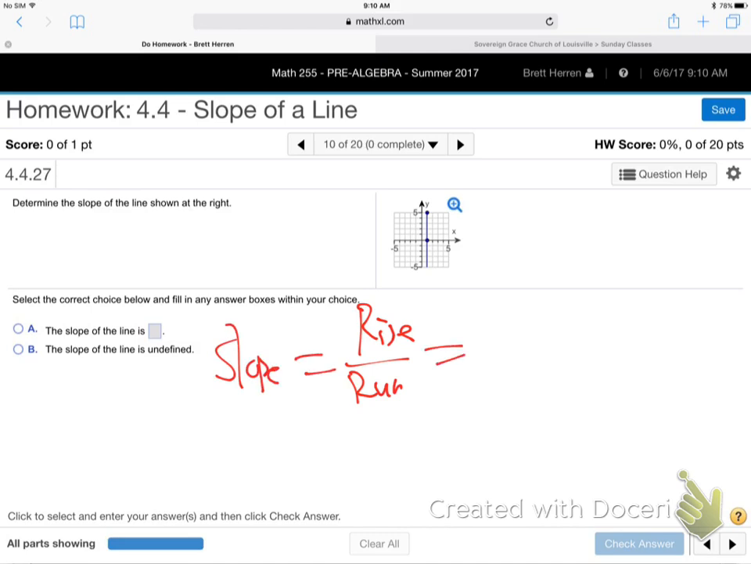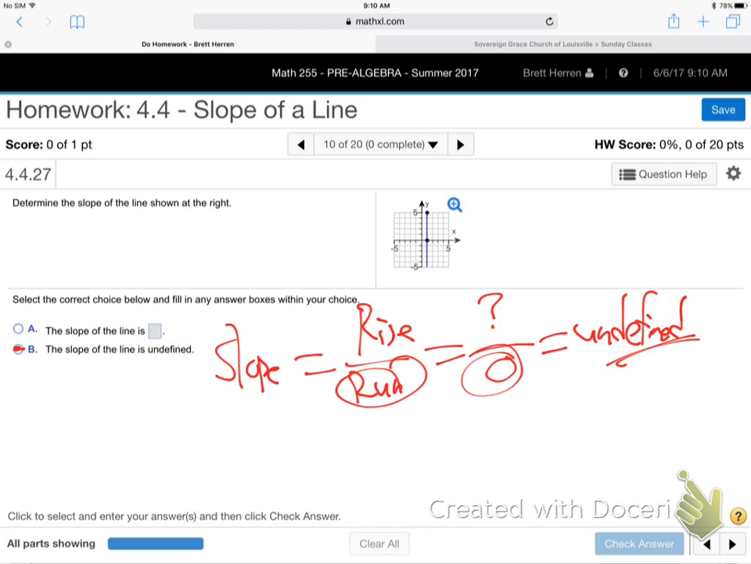And this line, he rises. What's his run? He's got no run. He doesn't go sideways at all. Right? So what rise, who cares, whatever. The run is 0. So what does 0 underneath mean? Undefined. Remember, vertical lines are always undefined slope. So the slope is undefined. Straight up and down lines have no sideways movement. No run. 0 underneath. Undefined.